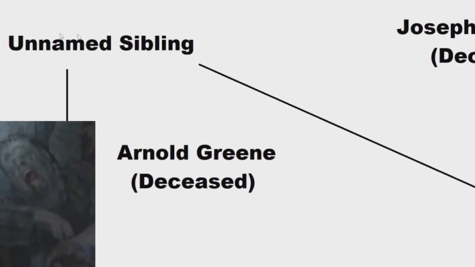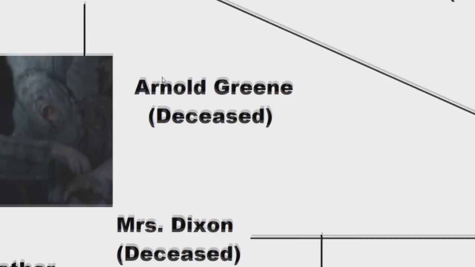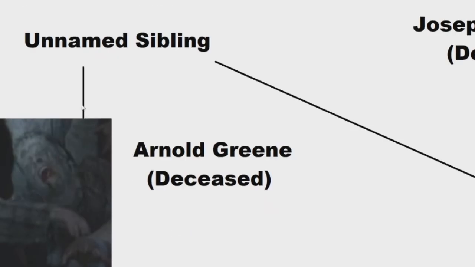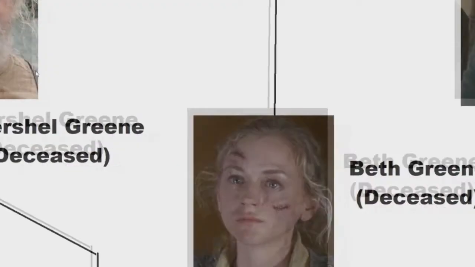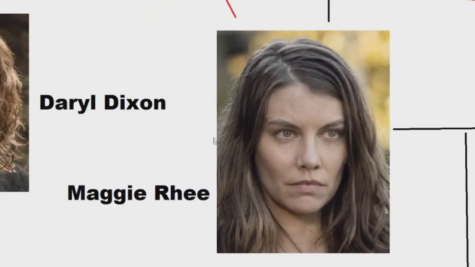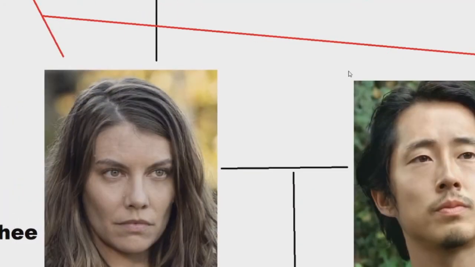So we have an unnamed sibling somewhere, but probably a male sibling, considering Arnold Greene is a Greene and not something else. So we have Arnold Greene, who was obviously one of the zombies here. You can see him, and he is also deceased. So there's an unnamed sibling there somewhere. So that concludes the Greene line, as I call it. So we have the Dixon, the Espinosa, and the Greene line.